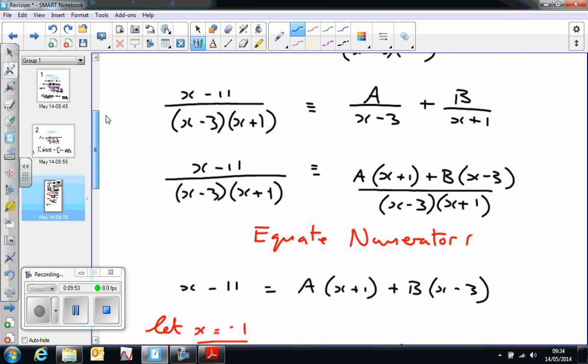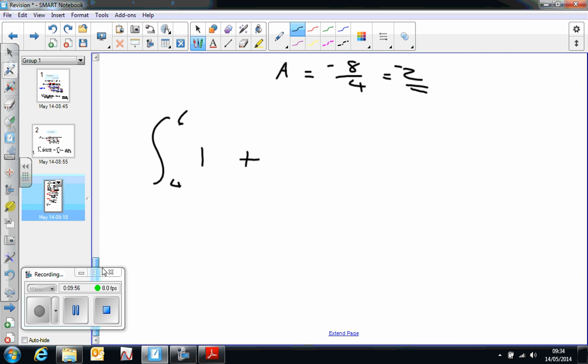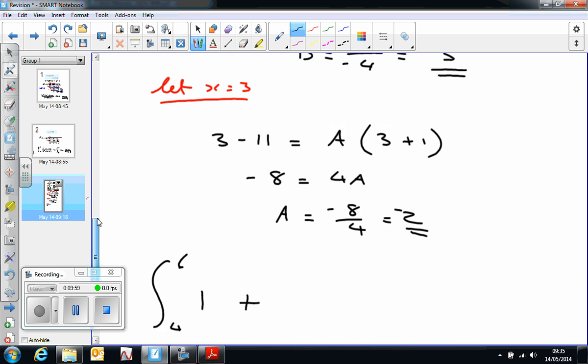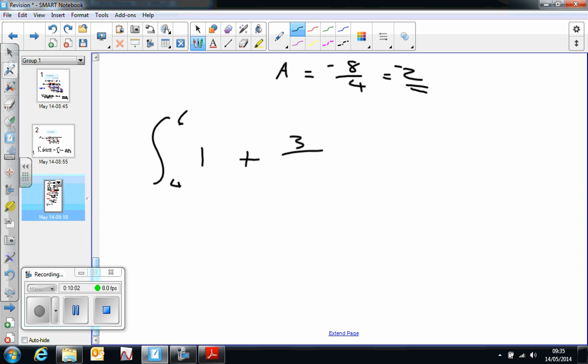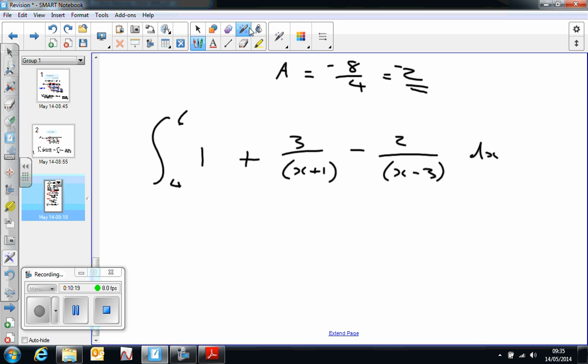So B is the term over x plus 1, so it'll be plus 3 over (x plus 1), minus 2 over the (x minus 3) term. And so we've now got to do this integral. And that just means we've got to integrate each part in turn separately using our table of standard integrals, and then put in the values x equals 6 and x equals 4 to work out the definite integral. So I'll stop this video here and then I'll do that solution in the next video.